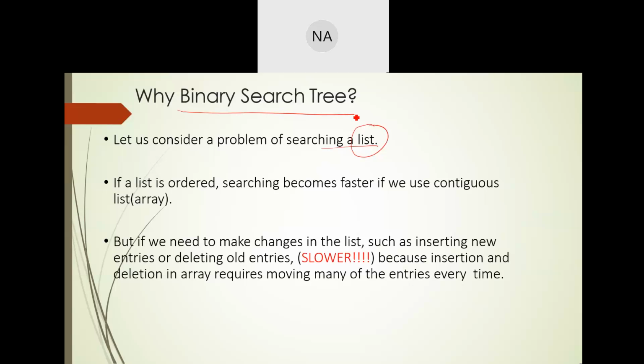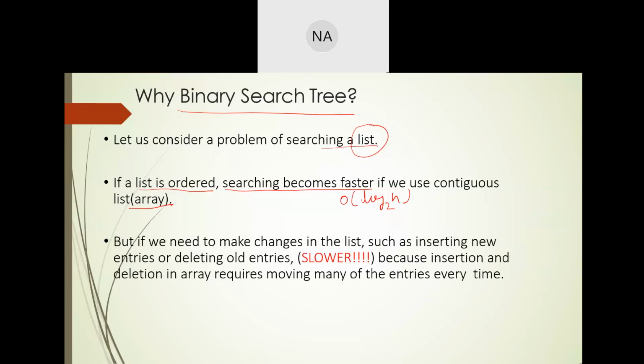Let's compare all these three: linear array, linear linked list, and the binary search tree. If you use an array, then searching becomes faster if you use a sorted array. In the sorted array, the order of complexity for searching is order of log n base 2, right?